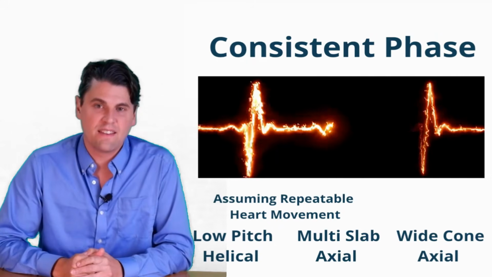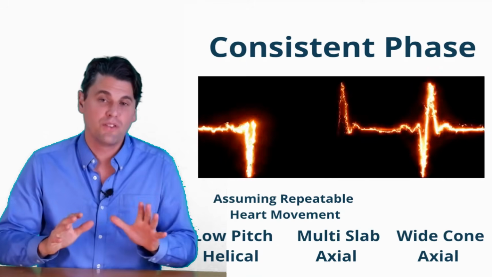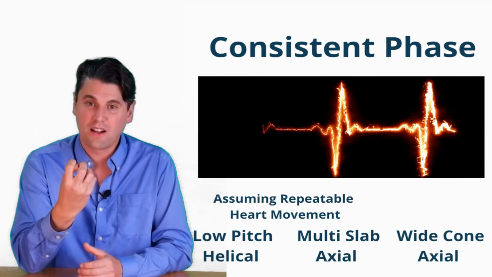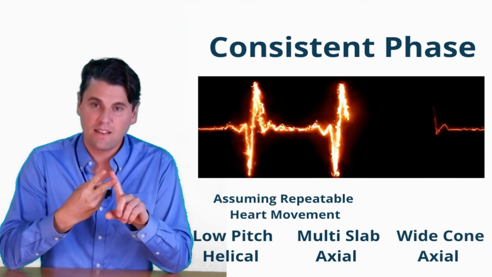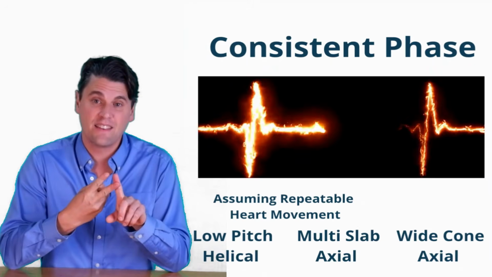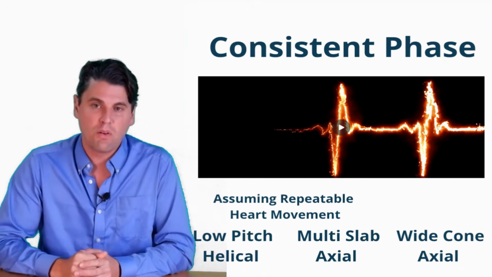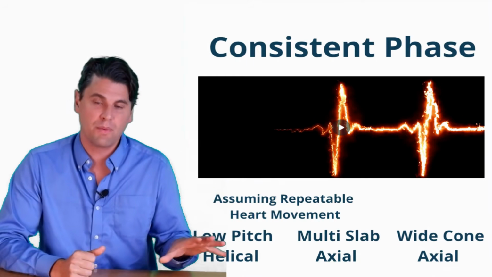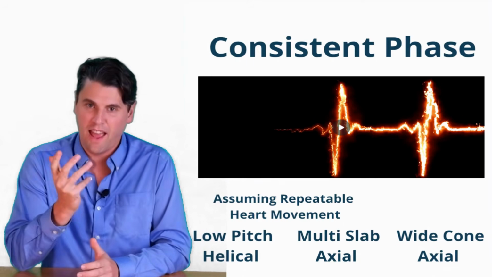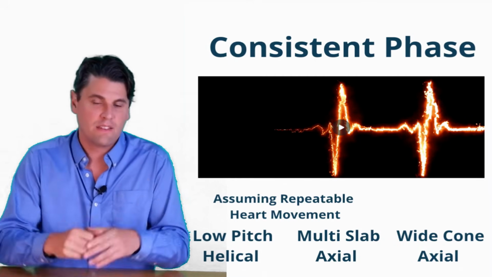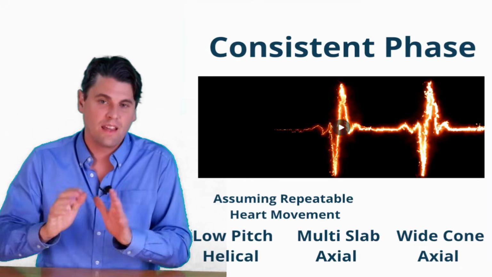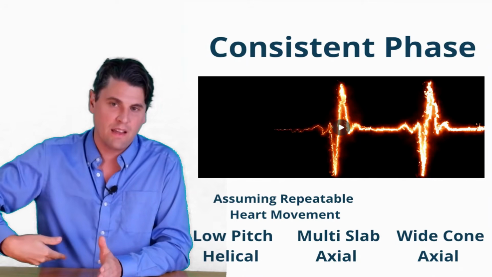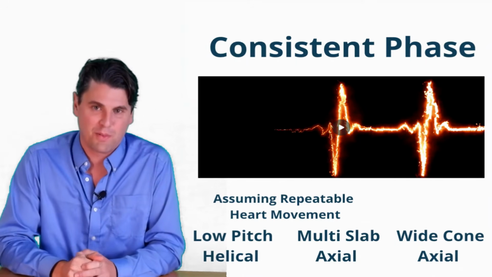Then as far as the phase consistency, like we talked about, if you assume that the object is going to come back to the same location, then the low pitch helical and the multi-slab axial are both going to be at a consistent phase. And the wide cone axial, you actually don't have to have that assumption in order to get an image which is at one given phase. In the case of the fast helical acquisition, it's intentionally not going to be at the same phase, such that you would optimize the image quality of each of the slices independently, but they would be at a changing phase with respect to one another.